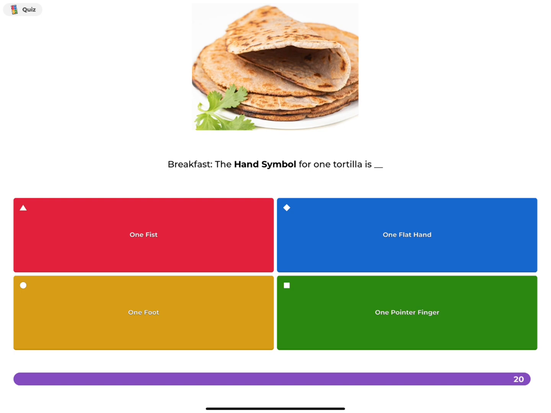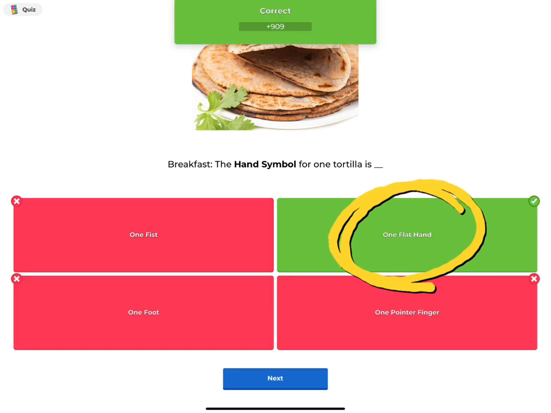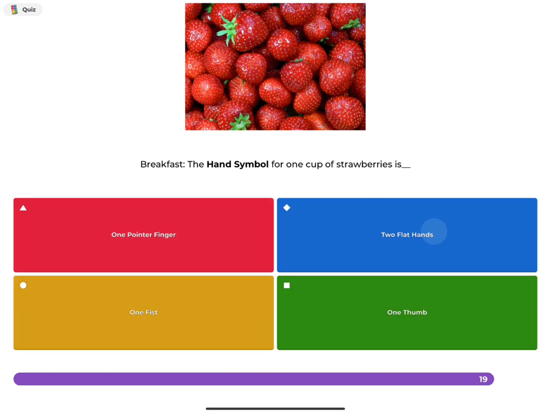So, breakfast. The hand symbol for 1 tortilla is a fist, 1 flat hand, 1 foot, or 1 pointer finger. If you had out 1 flat hand, you are correct. A serving size for a tortilla is the size of 1 flat hand.